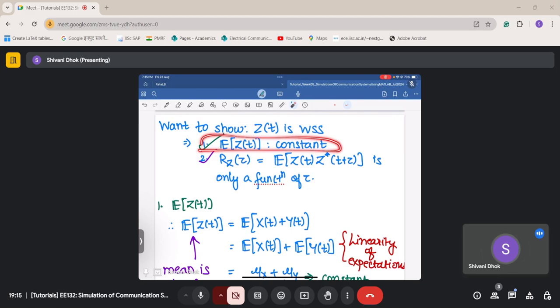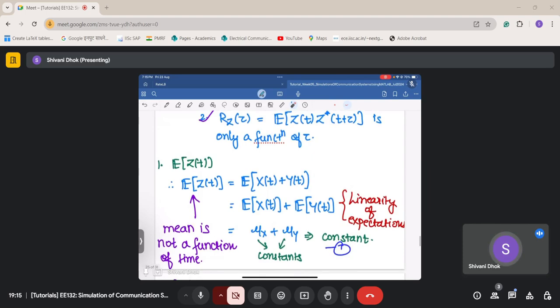So first, we'll take up the mean. We take the expectation of zt, where zt is simply x of t plus y of t. Putting zt equal to xt plus yt, we get the expectation of x of t plus y of t. Now this expectation is a linear operator. What do we mean by that? It means that the expectation of ax plus by, where a and b are constants, is equal to a times the expectation of x plus b times the expectation of y, where x and y are random variables. So this is the linearity property.